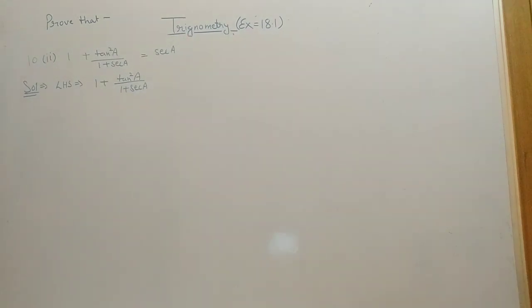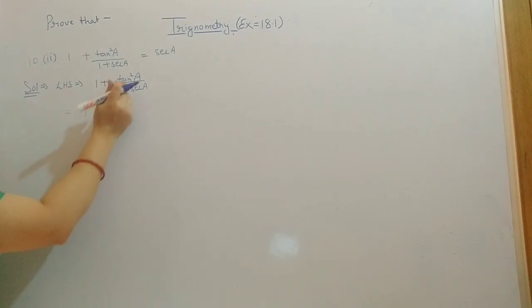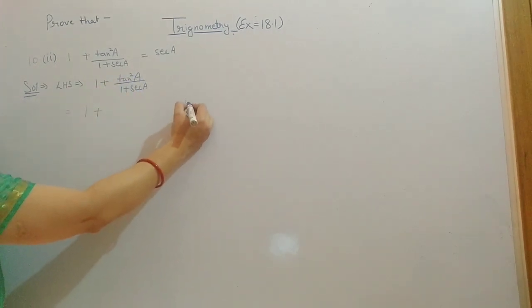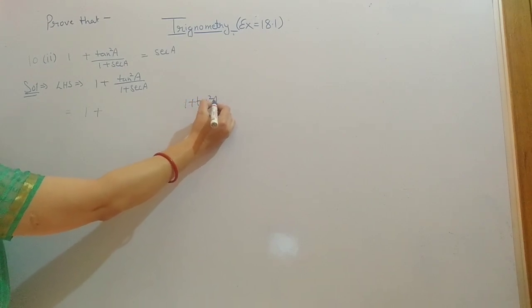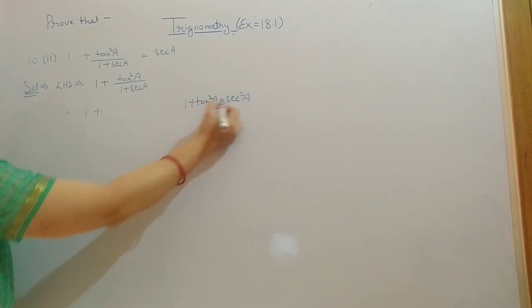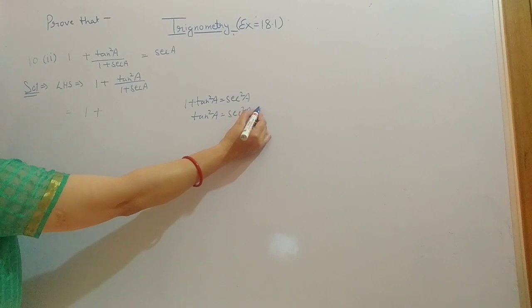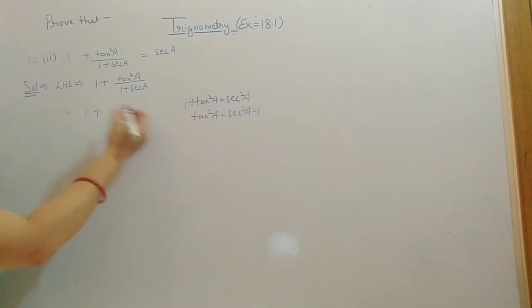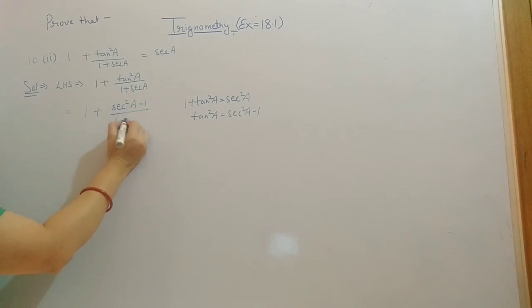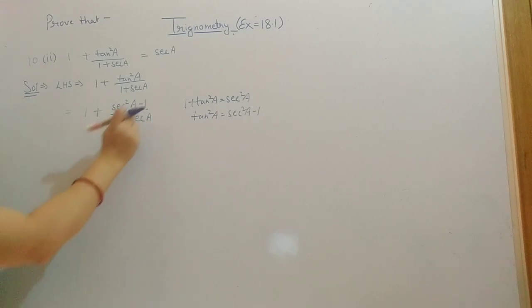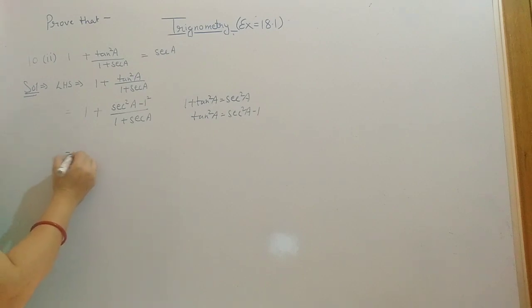Tenth, second part: 1 plus tan square A by 1 plus sec A is equal to sec A. On the left side, in place of tan square A we can substitute, since 1 plus tan square A is equal to sec square A, tan square A is equal to sec square A minus 1. This 1 we have shifted to the other side. So replace it with sec square A minus 1 divided by 1 plus sec A. And this 1 also we can treat as 1 square, because 1 square is also 1. So in place of 1 we can write 1 square.